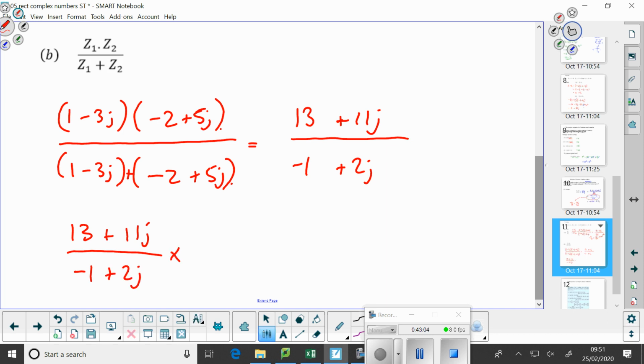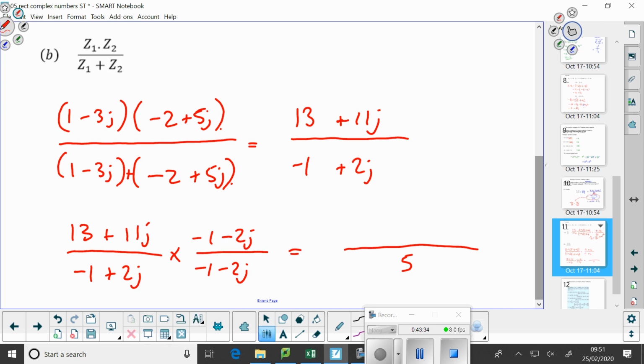We've got to multiply that by the complex conjugate of the denominator, so we multiply by minus 1 minus 2j over minus 1 minus 2j. What does that do to the bottom line? 1 squared plus 2 squared is equal to 5.